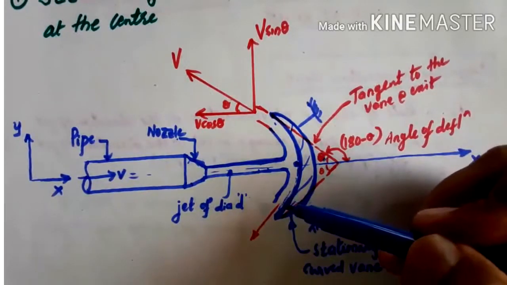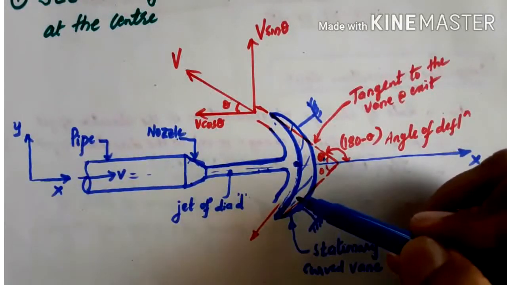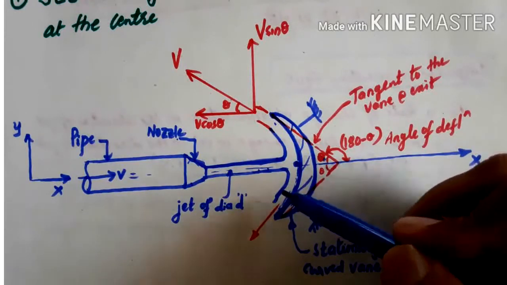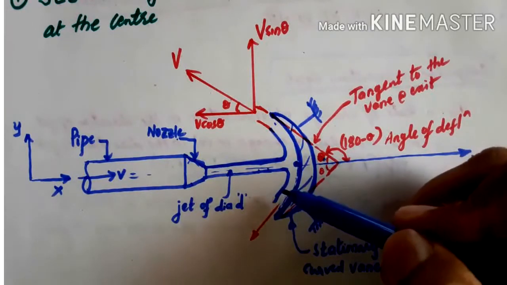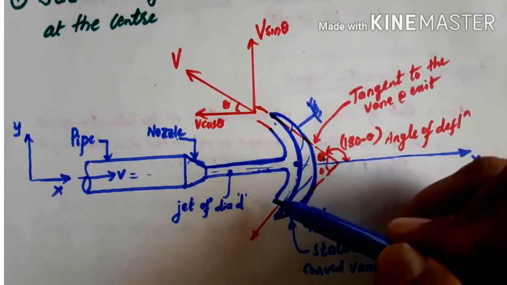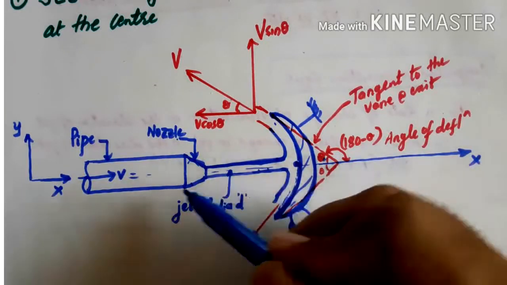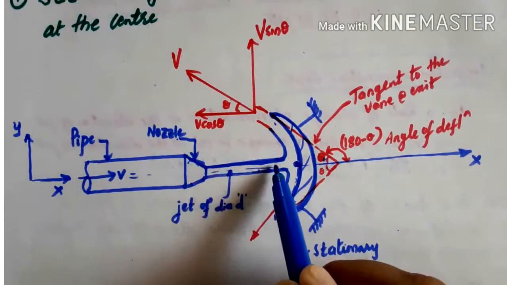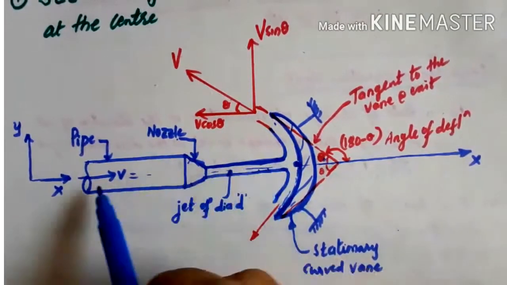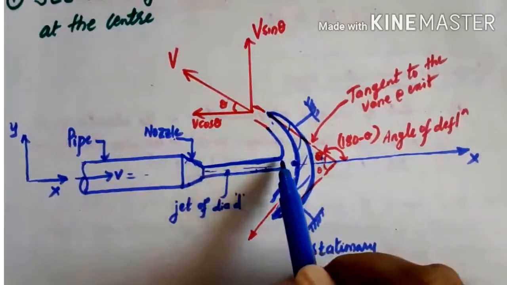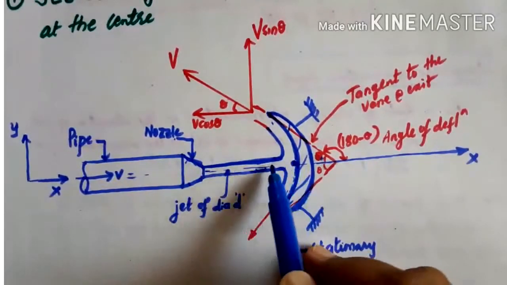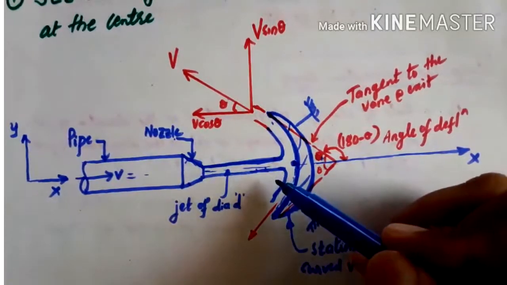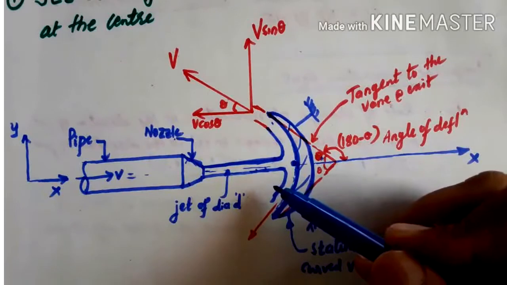We also consider that there is no loss of energy due to impact of the jet. And one more assumption we make: the difference in elevation between the incoming and outgoing jets is neglected. This is the incoming jet and this is the outgoing jet. There is no difference between the incoming and outgoing jets. That is also one assumption we have to make.